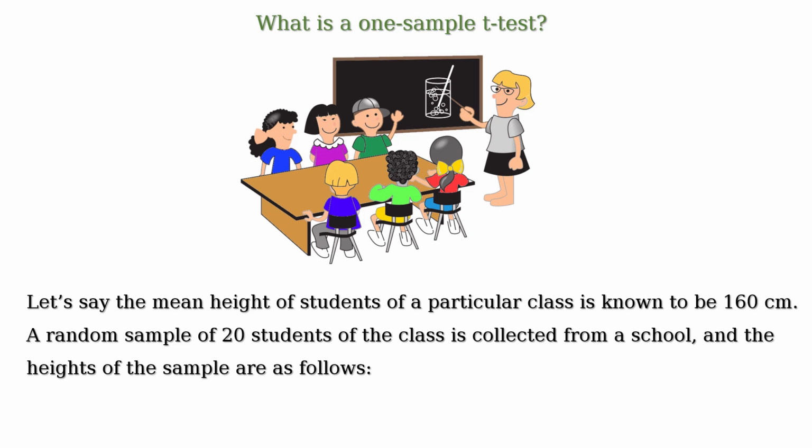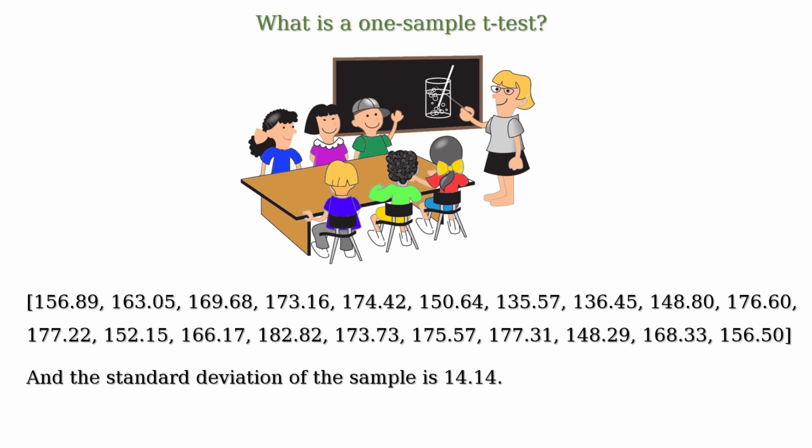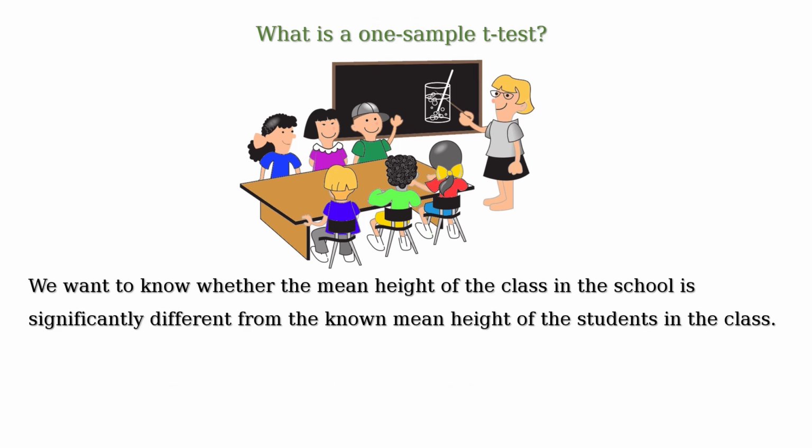Let's say the mean height of students of a particular class is known to be 160 cm. A random sample of 20 students of the class is collected from a school and the heights of the sample are as follows. And the standard deviation of the sample is 14.14. We want to know whether the mean height of the class in the school is significantly different from the known mean height of the students in the class.